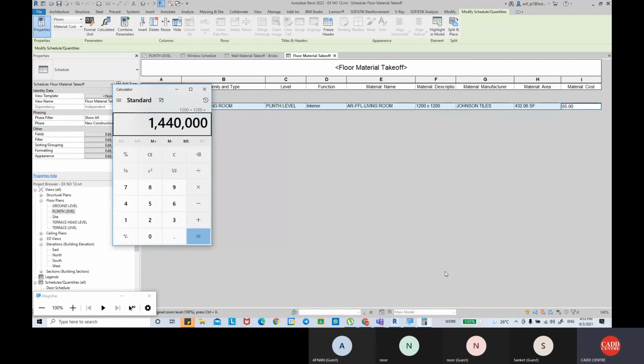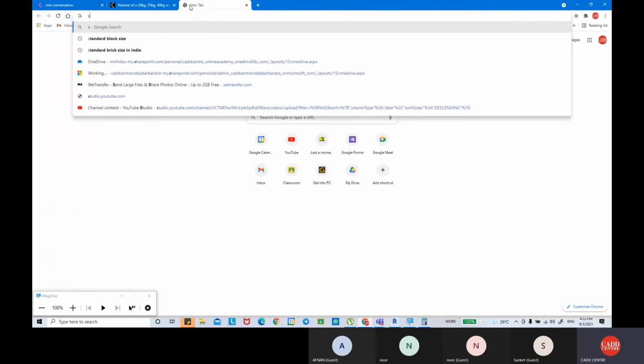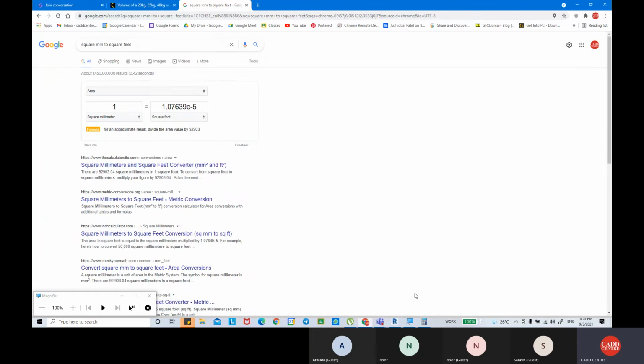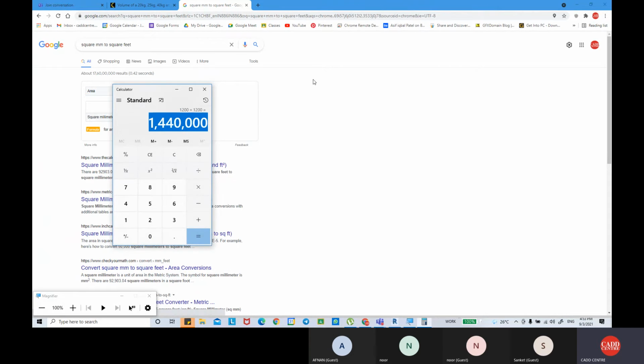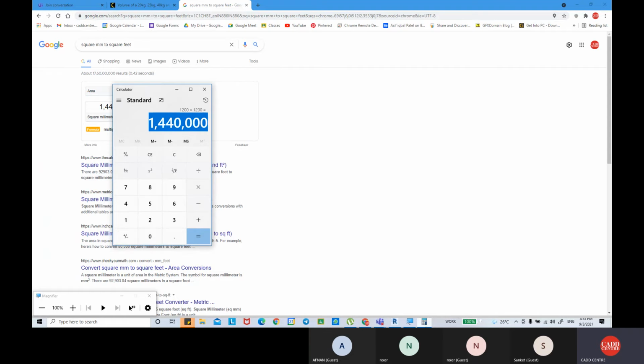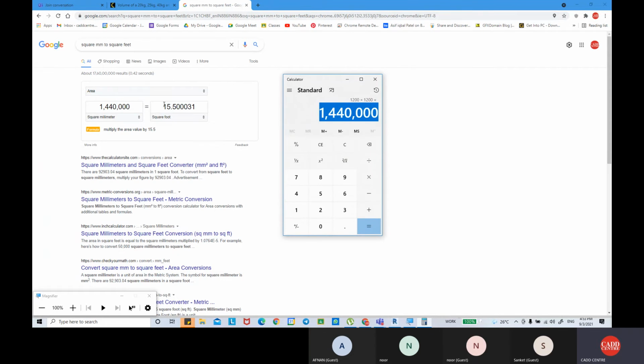Square feet. That's it, 15.5. Yeah. Square millimeter. I'm getting this much. 14 lakh 40,000. 10.06. Yeah. So we'll take that only.